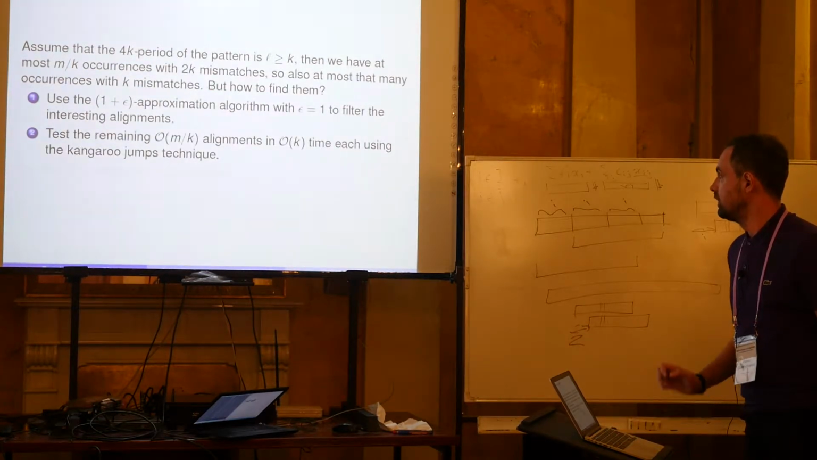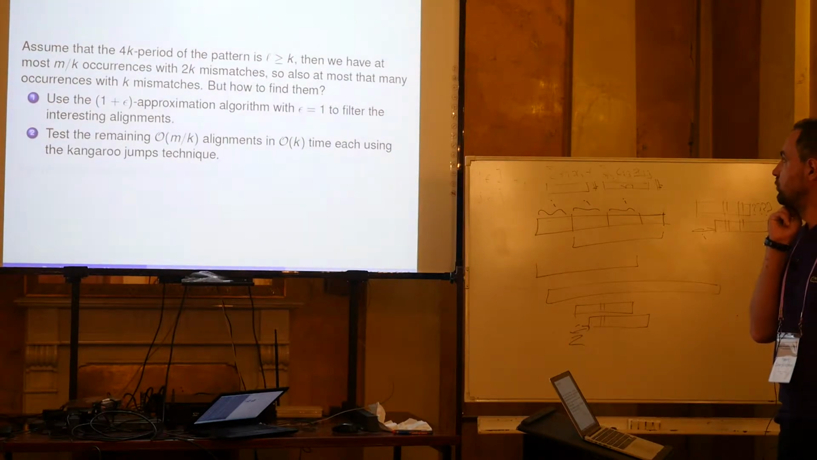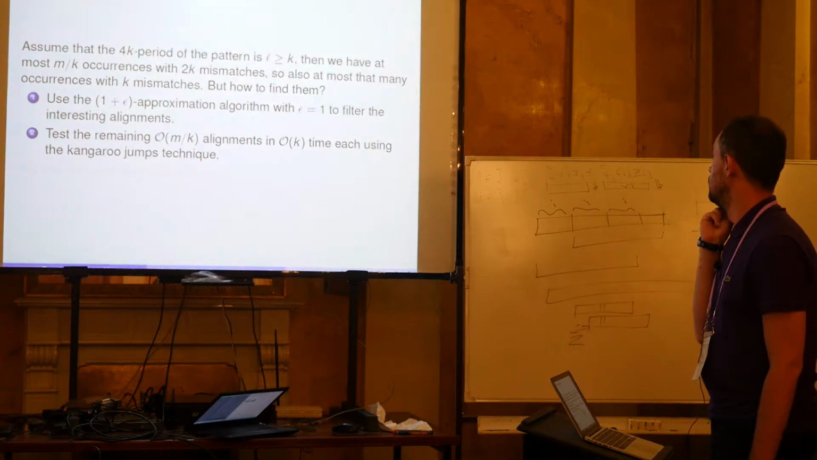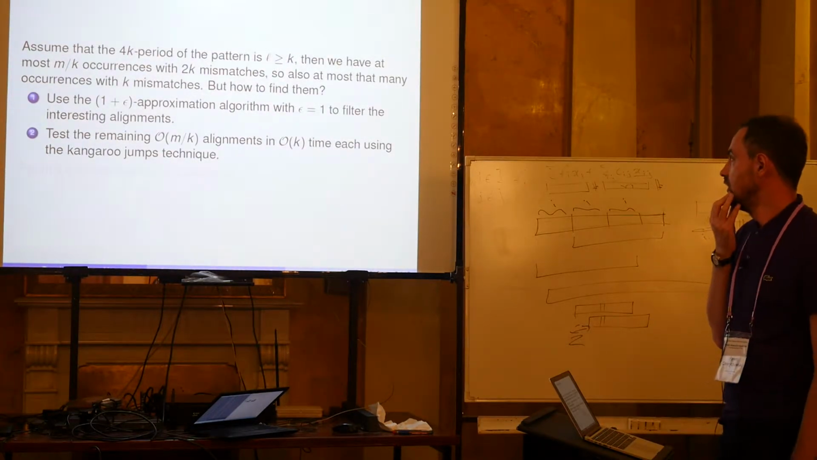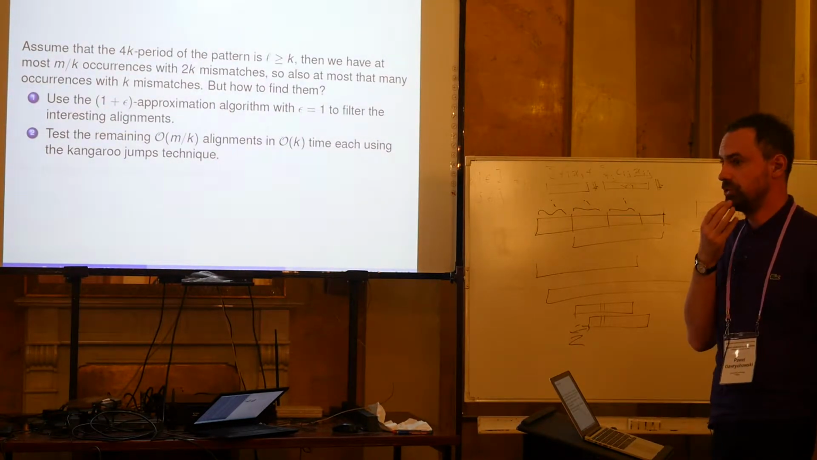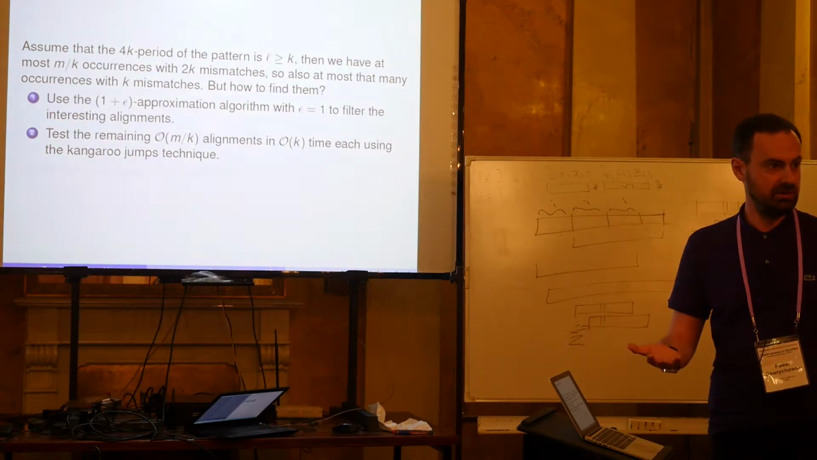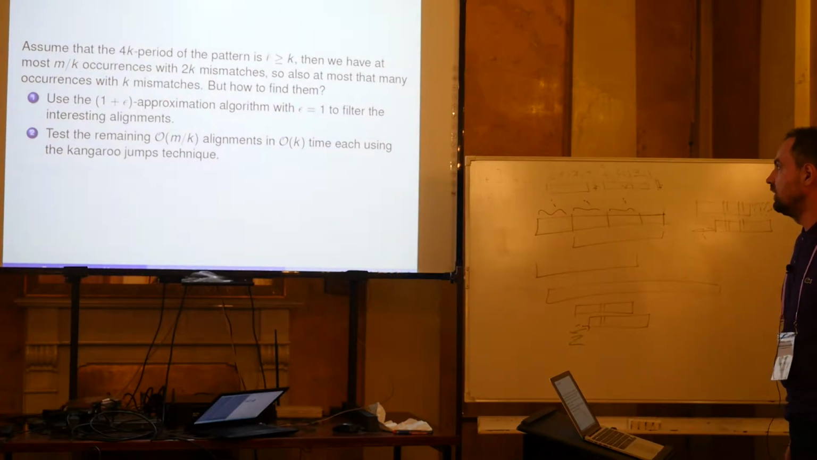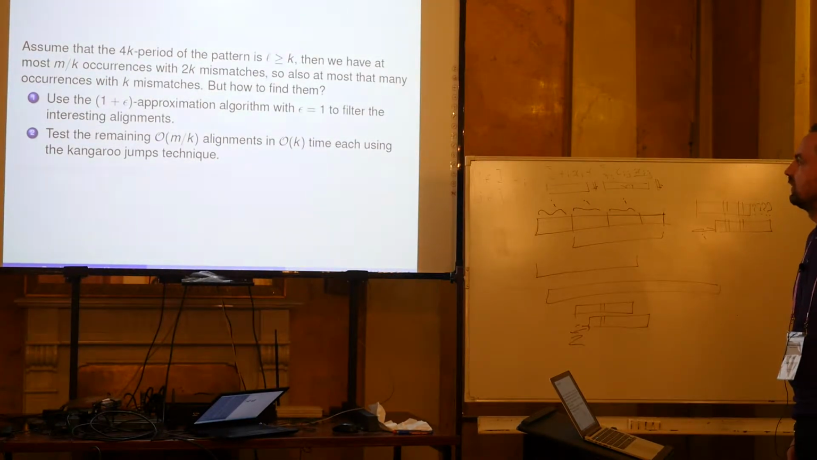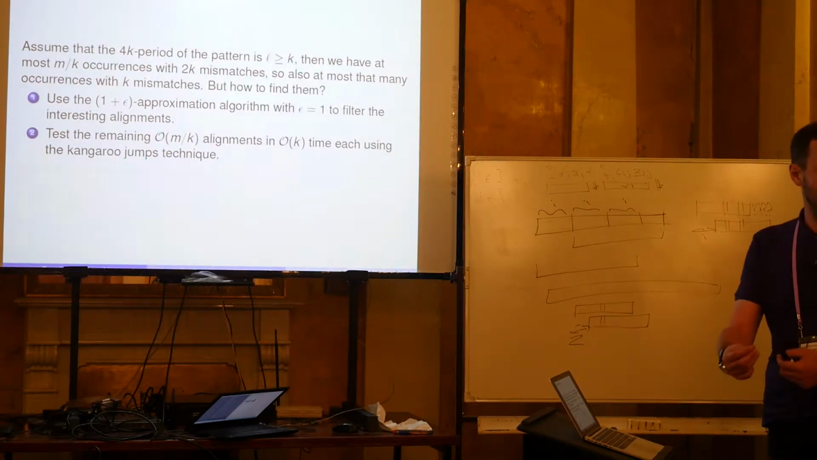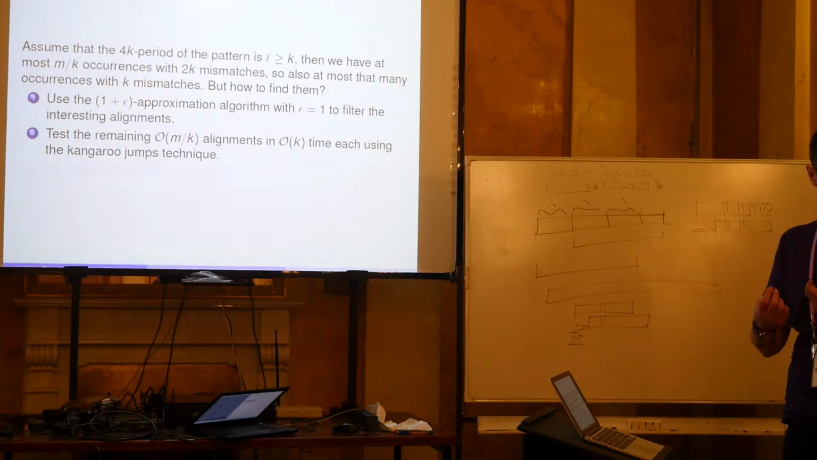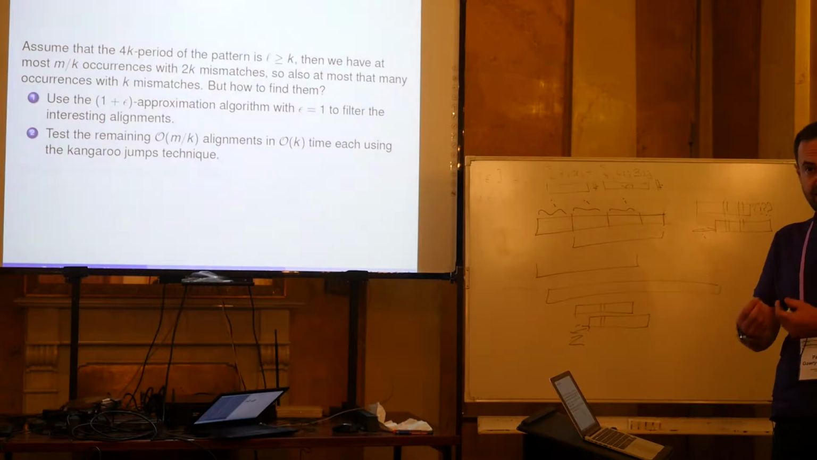And now it means that when this 2 approximation gives you 2k, then you cannot be sure whether the answer is 2k, 2k plus 1, or maybe 4k. You don't know because it's a 2 approximation, right? But still, you can filter the starting positions that have more than 2k mismatches, because you approximate within a factor of 2. In the end, you want the occurrences with at most k mismatches.